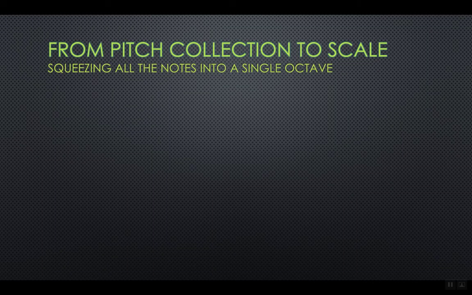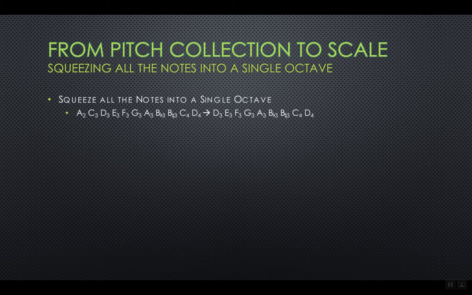From pitch collection to scale, squeezing all the notes into a single octave. So we had a whole bunch of notes, these guys, on the left. And if we tried to squeeze them into a single octave, this would be a good first step. I chose D arbitrarily, but you'll see in a minute that we didn't have to choose D. And there we get almost a scale. We get D, E, F, G, A, B flat, B natural, C, D. It's not quite a scale in the standard way yet because it's got two types of B. It's like a D type scale with two types of B.